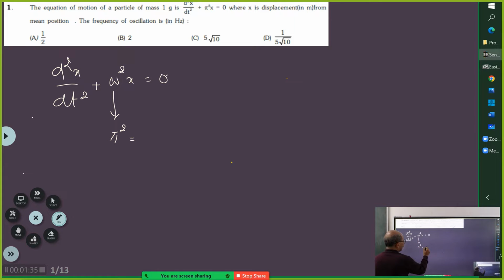And omega is 2 pi f, whole square. So straight away the pi's get cancelled, and you will have f is equal to 1 by 2. So that is the answer.